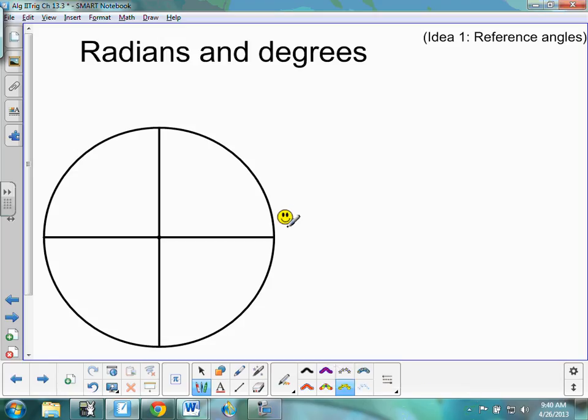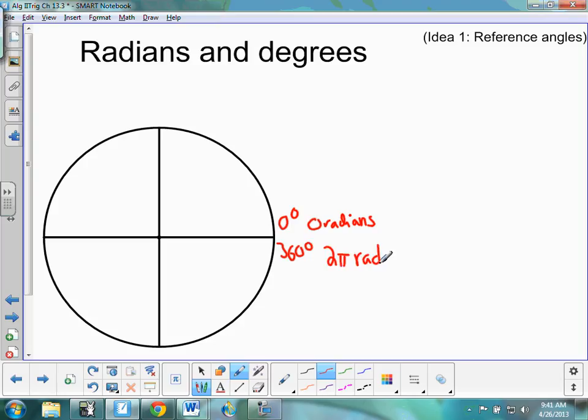This would be 0 degrees, or 0 radians. If I go completely around the circle, if I trace all the way around the circle, it's 360 degrees. And how many radians is that? 2 pi, yeah. Good. 2 pi radians.